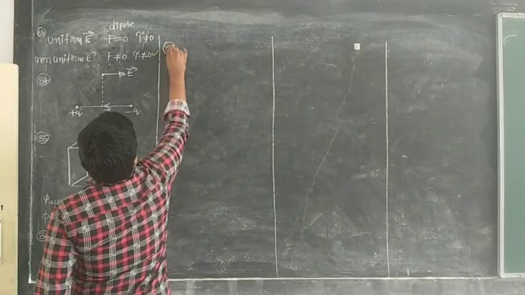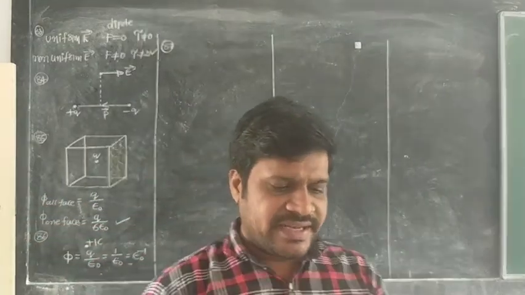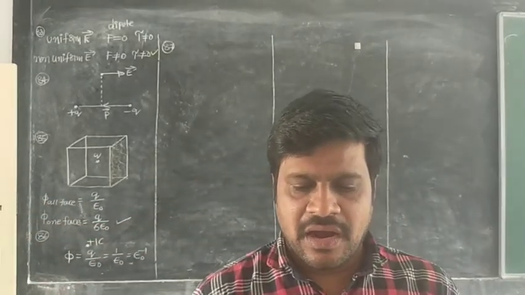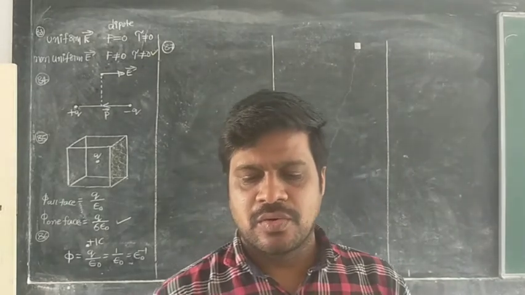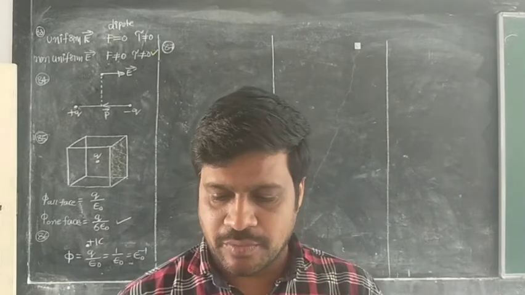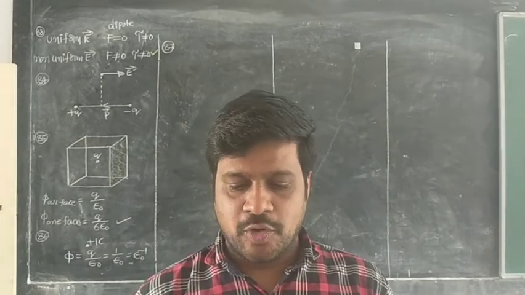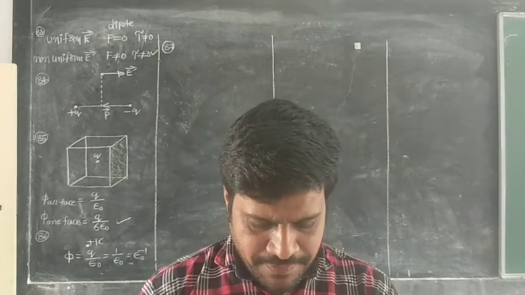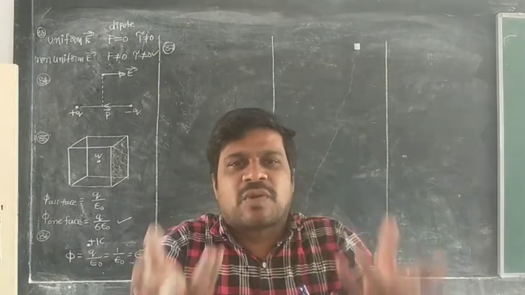Problem number 87. You just see. What is the 87th problem? 8 electric dipoles of charge magnitude small q are placed inside a cube. The total electric flux coming out of the cube will be. Inside a cube, one box, they have taken 8 electric dipoles.